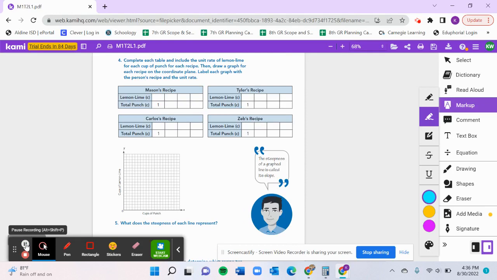Question number 4 reads, complete each table and include the unit rate of lemon lime for each cup of punch for each recipe. Then draw a graph for each recipe on the coordinate plane. Label each graph with the person's recipe and the unit rate. Here's a helpful hint. I suggest using the part to whole ratio to find out how much lemon lime concentrate there is per 1 cup of punch.